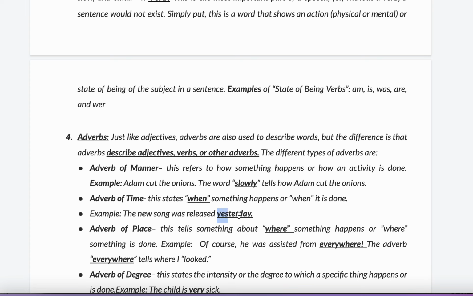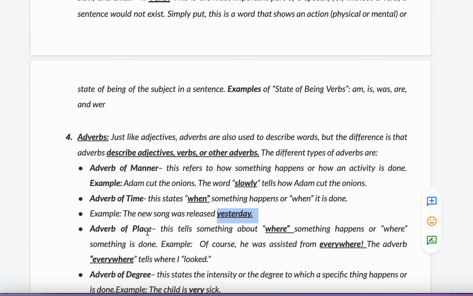The time is here, what? Yesterday. You can talk about this morning. Well, the song was released this morning. Well, the song was released last week. Well, the song was released last month, last year. So this, yesterday, is adverb of time.